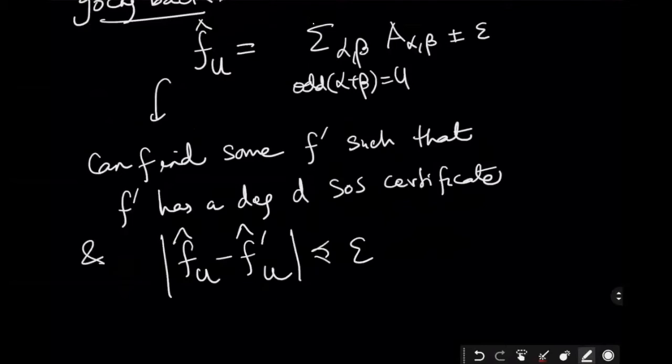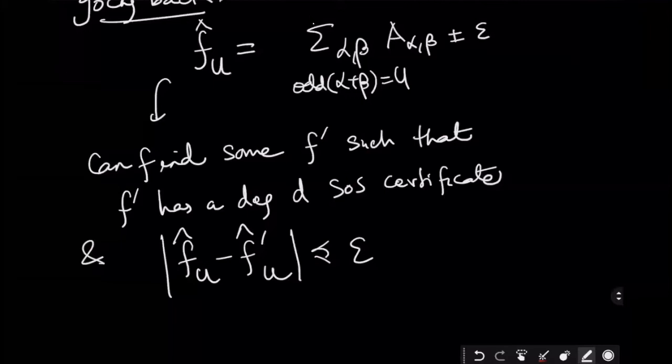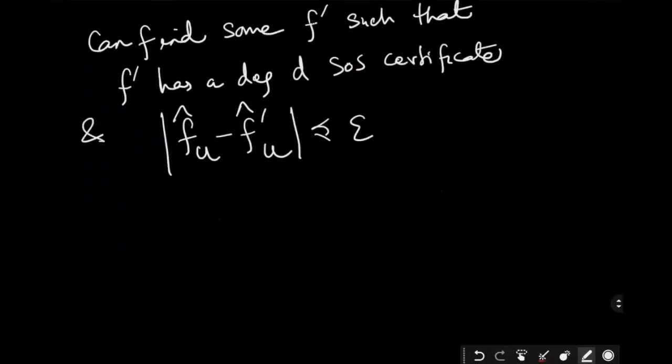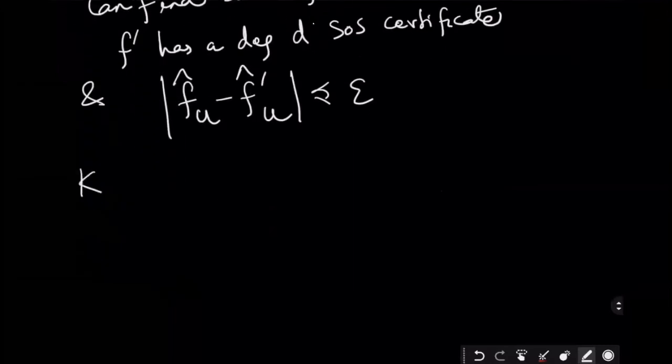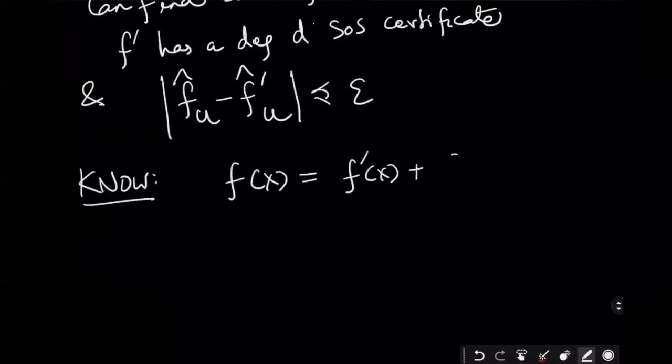So we can somehow find some other polynomial. The coefficients of this polynomial are epsilon close to the coefficients of F itself, and F prime will have an SOS certificate because we're going to find a PSD matrix that represents it, right? So we wanted to find an SOS certificate for F. We didn't quite succeed in that. Instead, we were able to find an SOS certificate for some close polynomial F prime, right?